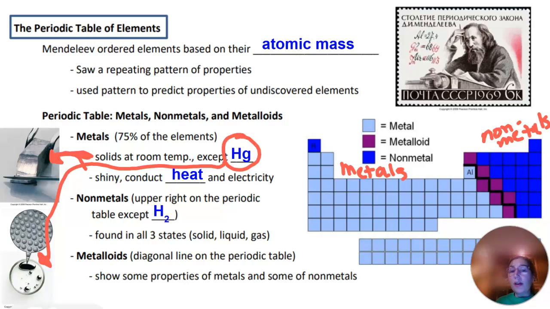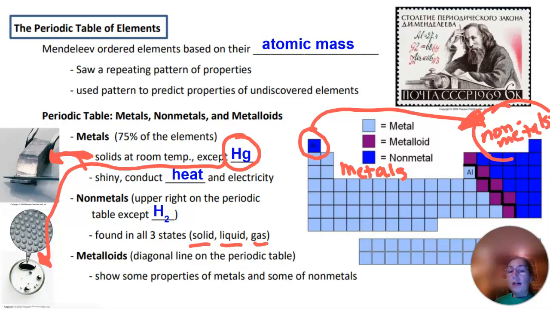Our nonmetals, we said, are on the upper right-hand side of the periodic table, except hydrogen. Hydrogen's kind of out of place in terms of properties. Hydrogen should go over here on the right with our other nonmetals, right? Hydrogen is a nonmetal. And nonmetals can be found in all three states. Most of them are gases, but we also have liquid and solid nonmetals. Iodine, for example, is a solid.